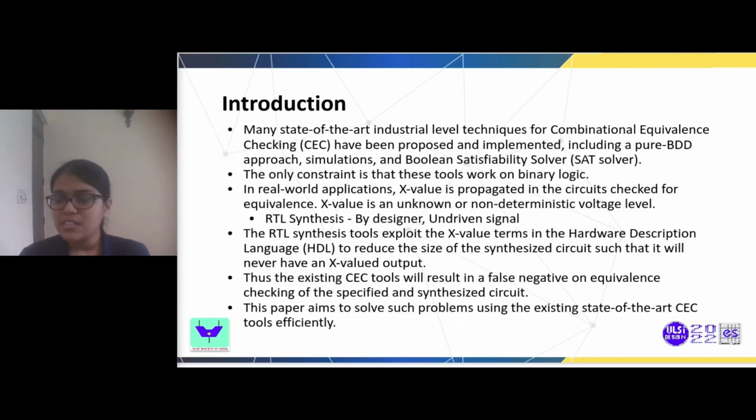The RTL synthesis tools, though, exploit the X value terms in the hardware description language to reduce the size of the synthesized circuit, such that the synthesized circuit will never have an X valued output. Thus, the existing CAC tools will result in a false negative on equivalence checking of the specified RTL and synthesized circuit. The motivation of this paper is to solve such problems using the existing state-of-the-art CAC tools efficiently.